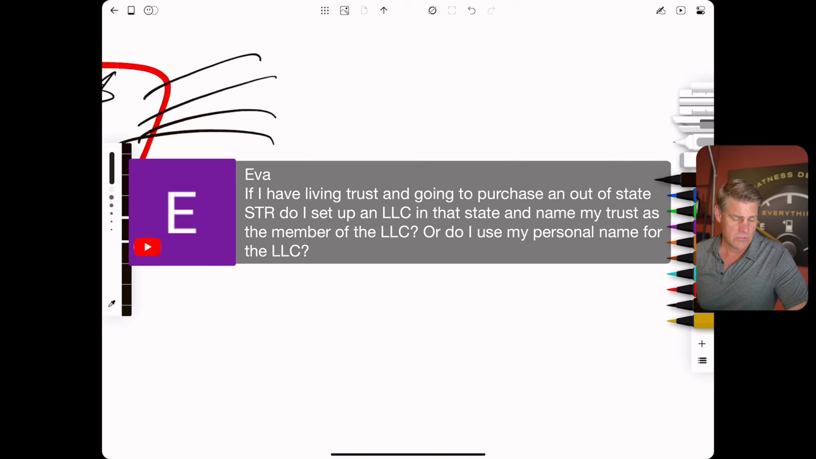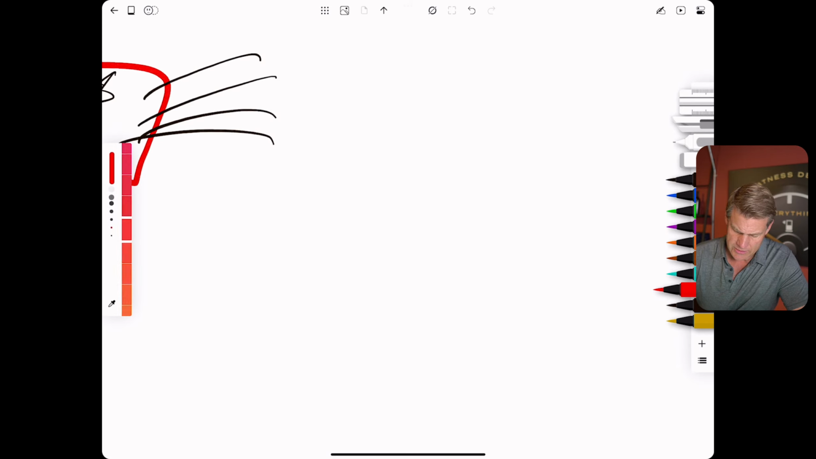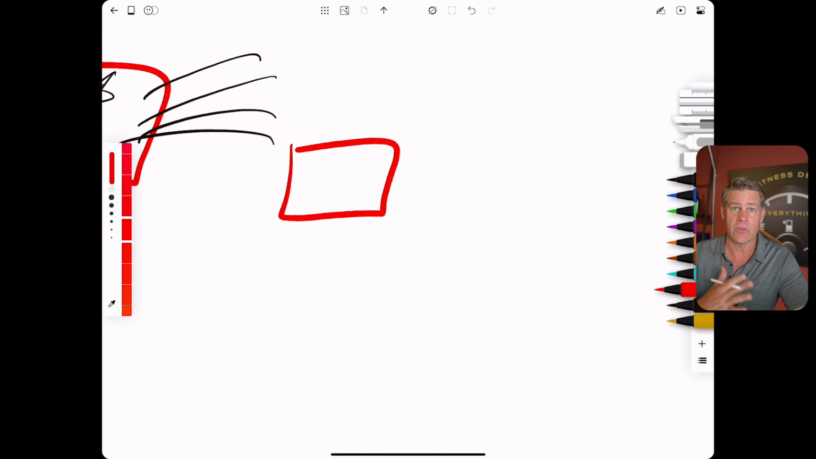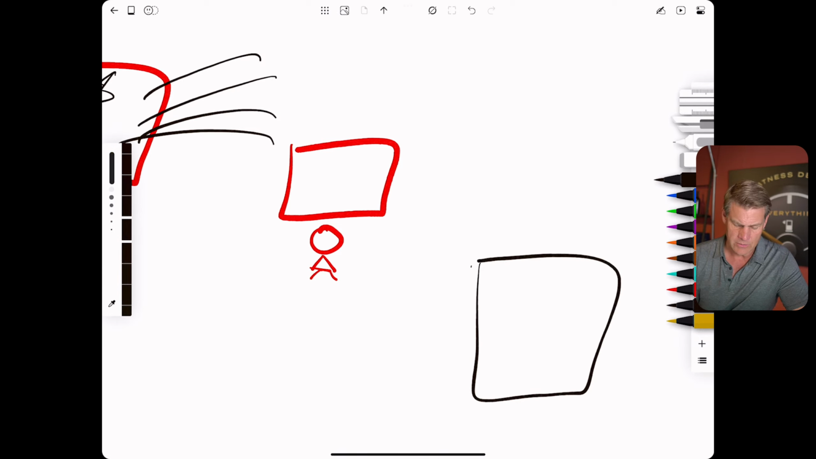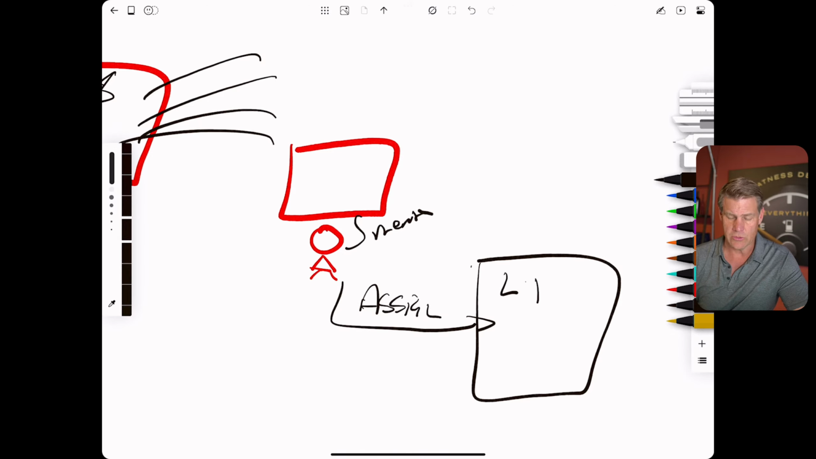Eva, for anyone listening, do not list your living trust as a member of your limited liability company when you set it up. Always set up your LLC one of two ways. If you're not going to use anonymity and set it up with a Wyoming holding like I talk about, and you want to use yourself as that initial member, you're going to be involved in it, and here's my trust over here. You're going to be the initial member on your operating agreement, and then you assign your interest to your living trust.